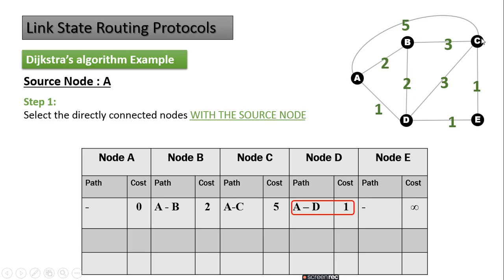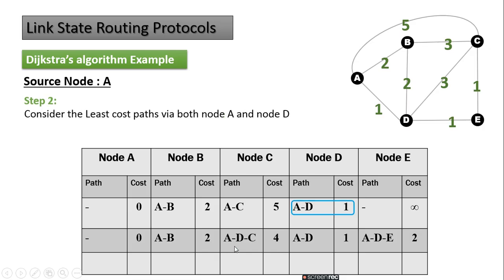What about AC5? Can we reach C via AD? Let's see. ADC. Yes, we can. And look at the cost. ADC, the cost is 1 and 3, that becomes 4. The current cost that we have here is AC5. So the new one is ADC4. So that is a better path. So I'm going to put here ADC4. And the node D doesn't change because we are taking that node.